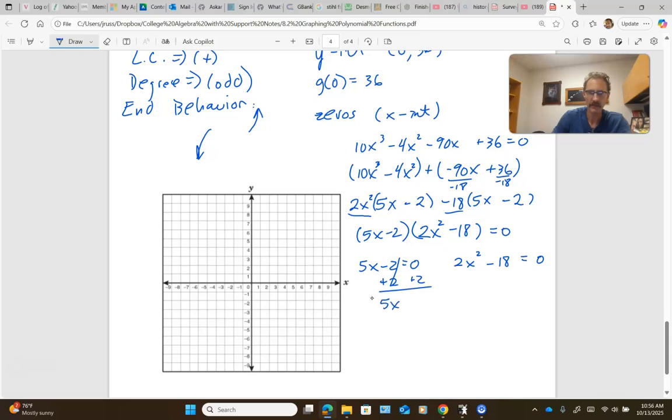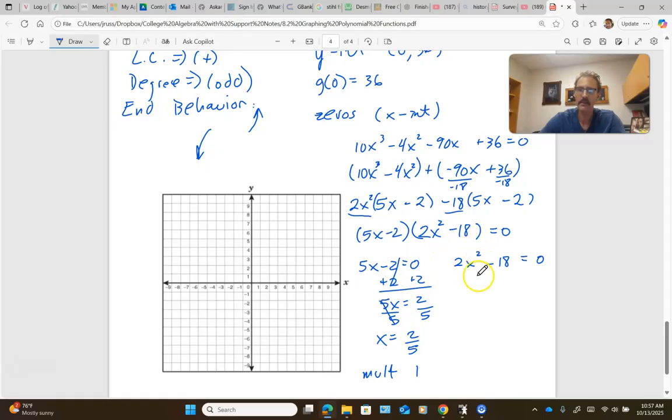So I get 5x is equal to 2. Divide both sides by 5. I get x is equal to 2/5. So that's one of my zeros. Now its multiplicity is 1 because this factor occurred only once. So the zero associated with that factor just occurs once.